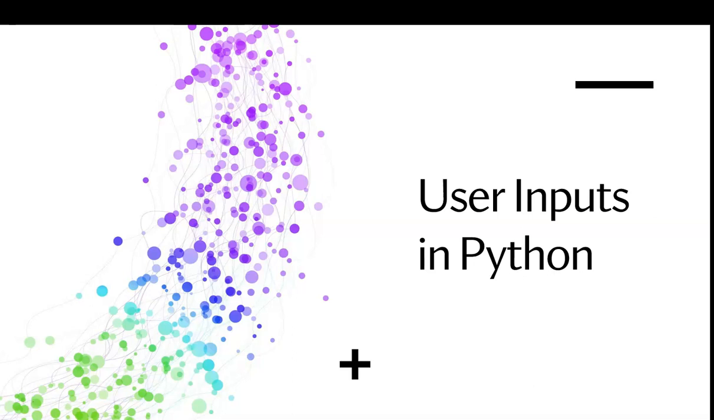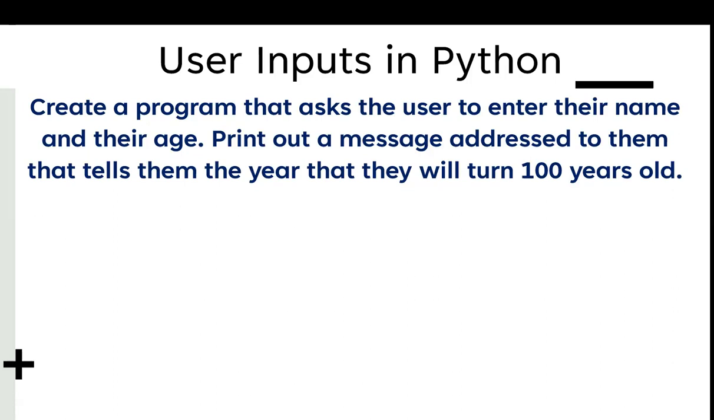User inputs in Python. Create a program that asks the user to enter their name and their age. Print out a message addressed to them that tells them the year that they will turn 100 years old.